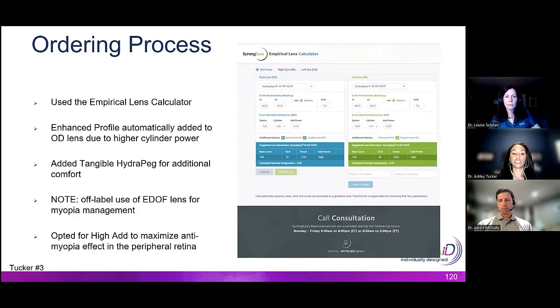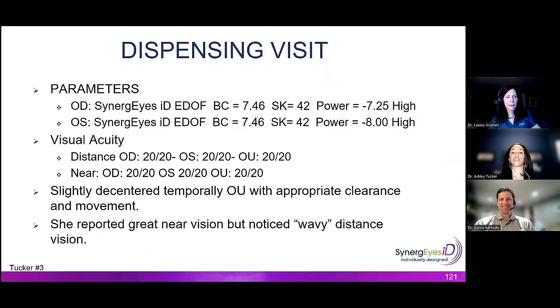So I opted to use a high add in order to maximize the anti-myopia effect. We know from the BLINK study that the higher the add the patient can tolerate, the better the results. So I kind of toggle between a medium and a high here, but I went for the gusto and just gave her a high and hoped for the best. Beefy add and heck yeah, enhanced profile. Why not? Go big or go home, right?